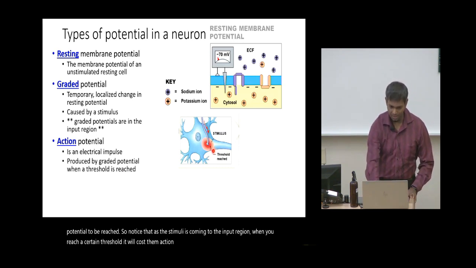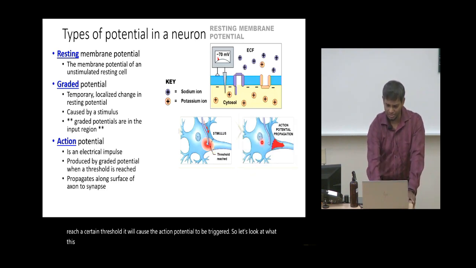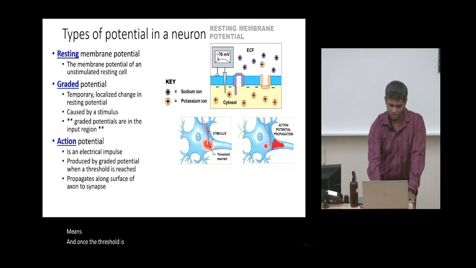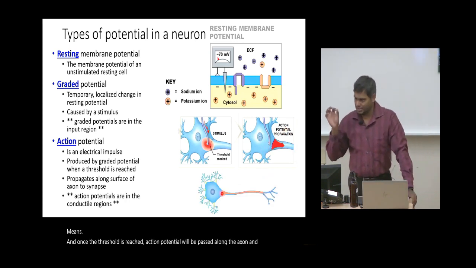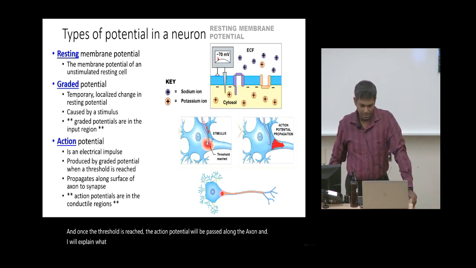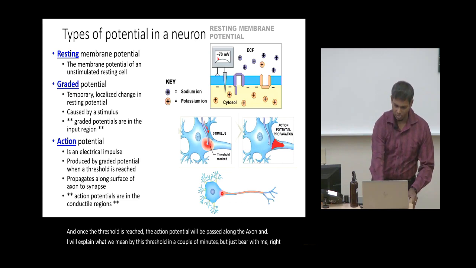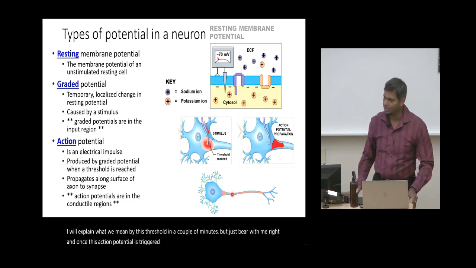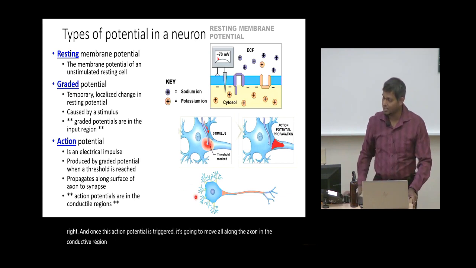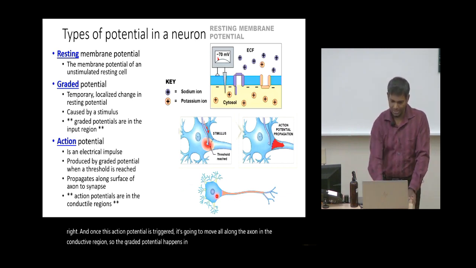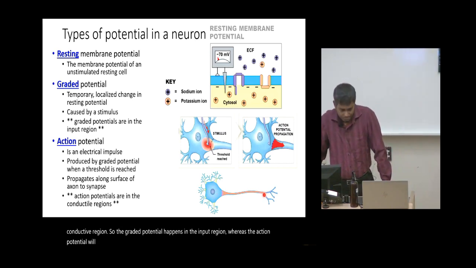So let's look at what this means. Once the threshold is reached, the action potential will be passed along the axon. And I will explain what we mean by this threshold in a couple of minutes, but just bear with me, right? Once this action potential is triggered, it's going to move all along the axon in the conduction region. So the graded potential happens in the input region, whereas the action potential will pass all along the conduction region.